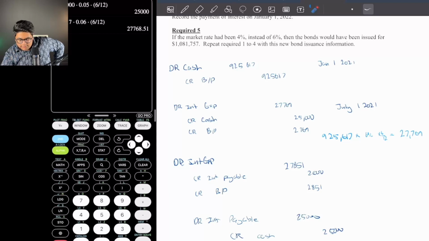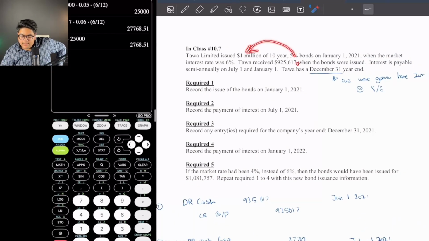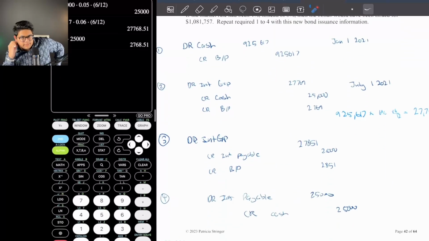But this is basically what the person would have gotten had they put it into the market. But with us, they're only getting 25,000. So they're losing out on $2,769 worth of value. That is how we're going to increase this 925K to 1 million. We're going to do this calculation every single reporting period, or every single term, and we're going to add this amount, 2,769, to the bond payable.